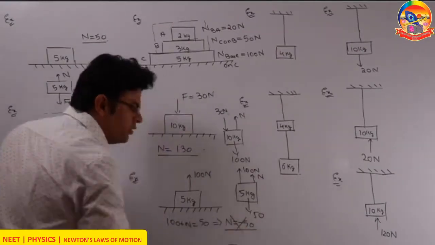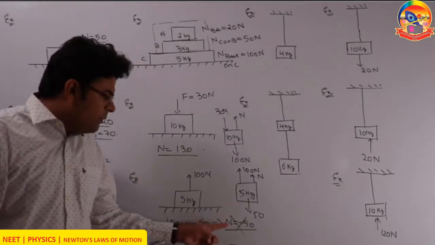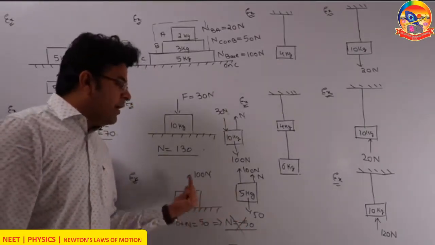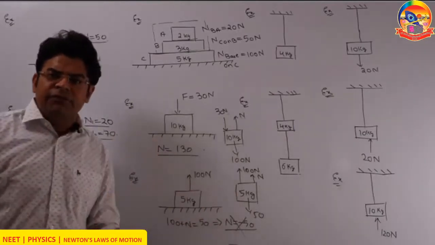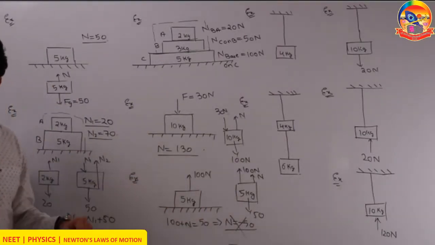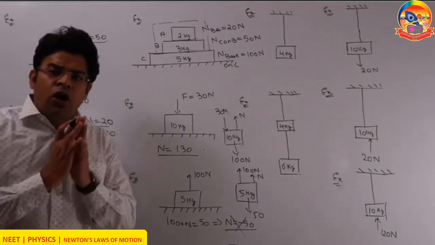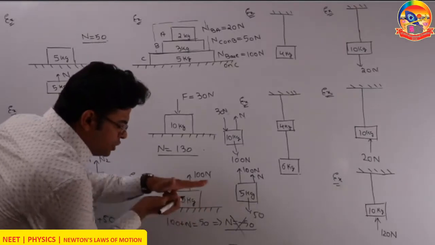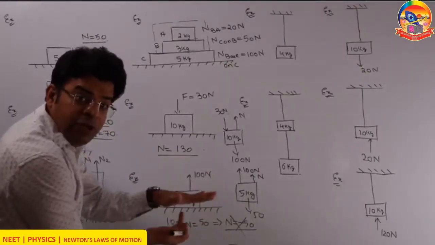That is wrong. Why? If your normal reaction came out to be minus 50, it means that the direction of normal reaction you have assumed is wrong. As if the normal reaction is not acting upward, it is acting downward. That can't happen. Normal force has to be pushing in nature. So the surface must push the block up. It can't pull it down. It must push it up.